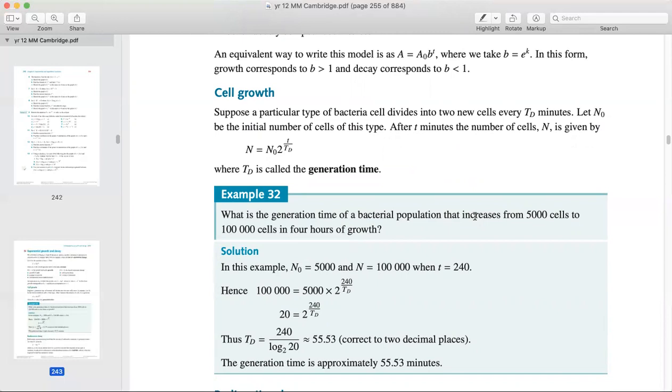And example 32 is pretty straightforward. They ask us to find the generation time, which is TD, given the initial conditions: an increase from 5,000 to 100,000 in 4 hours of growth. Here they convert into minutes, but if the question doesn't ask us to convert, you can write your final answer in hours, it's fine. But just make sure you check everything.